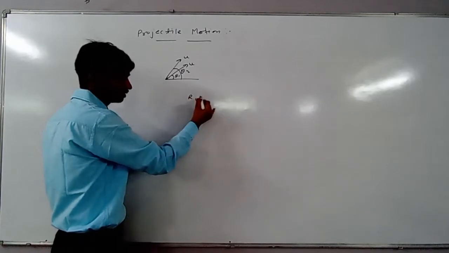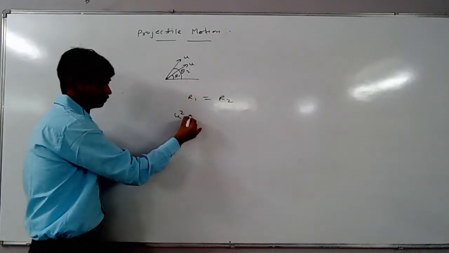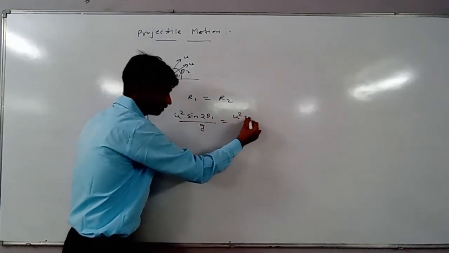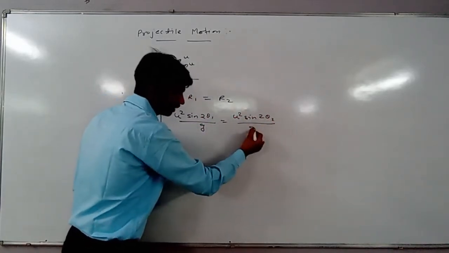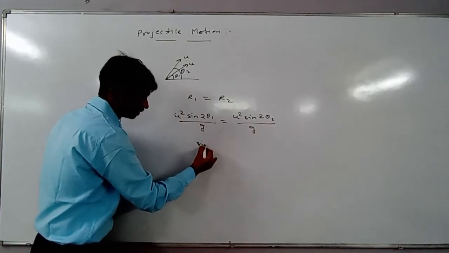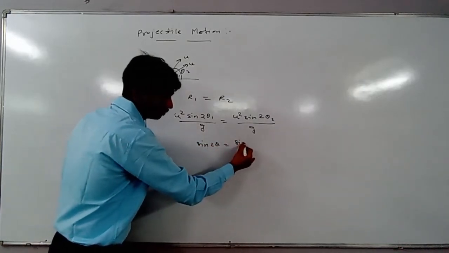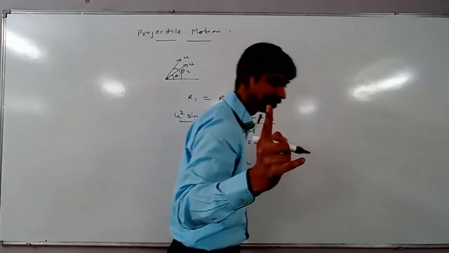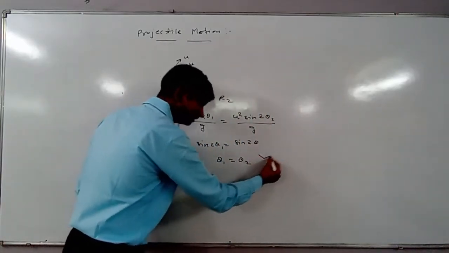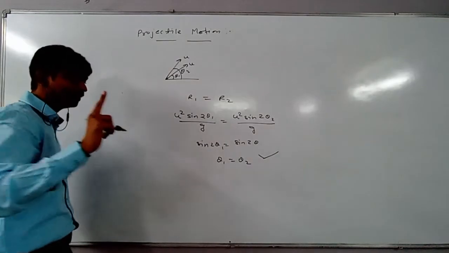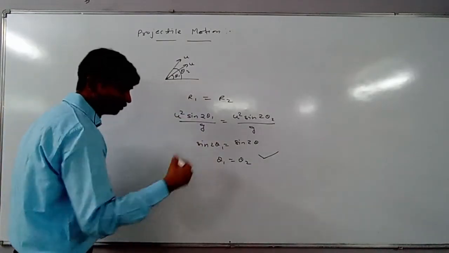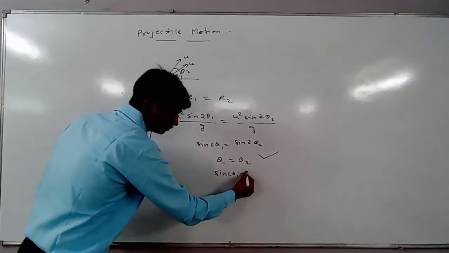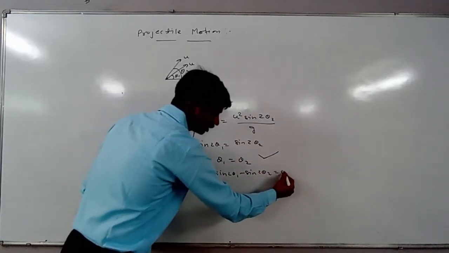Let me think about this. R1 is equal to R2, u square sine 2 theta 1 divided by g is equal to u square sine 2 theta 2 divided by g. So basically sine 2 theta 1 is equal to sine 2 theta 2 only. So theta 1 equal to theta 2 is the only solution, right? Wrong. This is one condition, but there is another condition. How will you find it? Take it here: sine 2 theta 1 minus sine 2 theta 2 equal to 0.